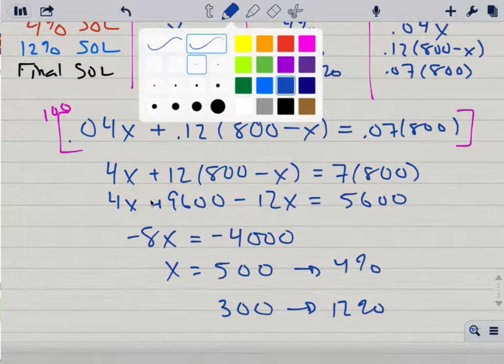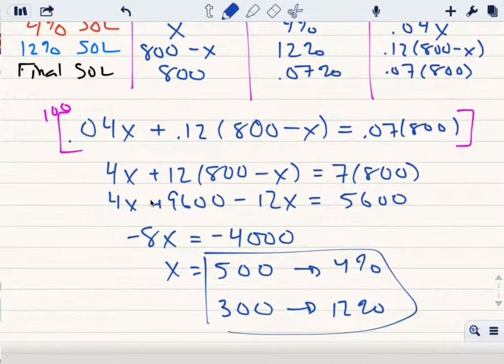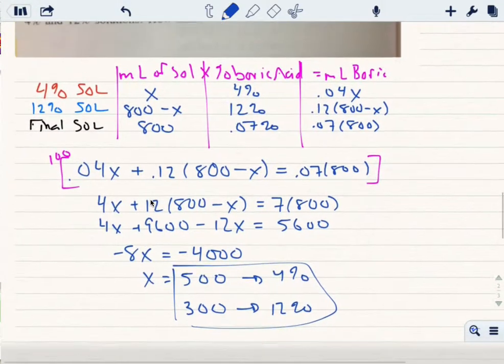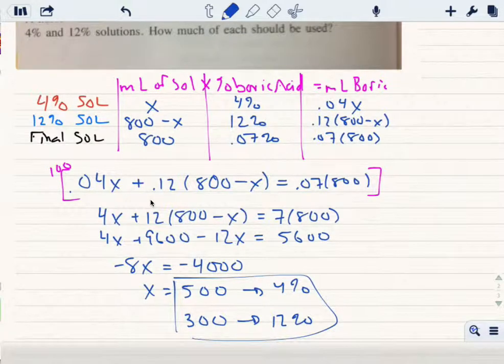Alright. That should cover most of the problem types that you will see. Okay, so we got milliliters of solution times percent boric acid will give me the milliliters of the boric acid. So x times 4%, 800 minus x times 12%, and 800 times 7%. 7% gives me 0.07 times 800. The top two rows should add to equal the bottom row.